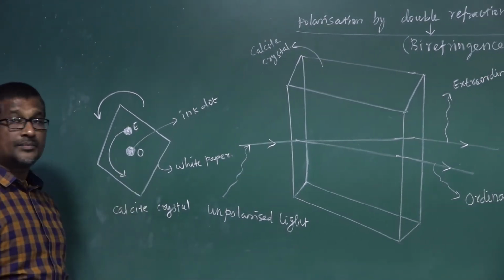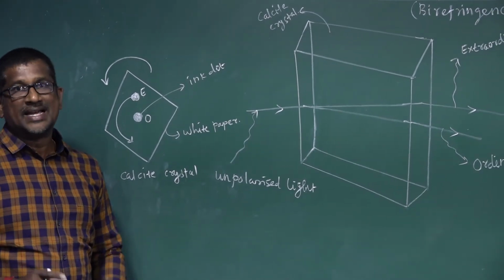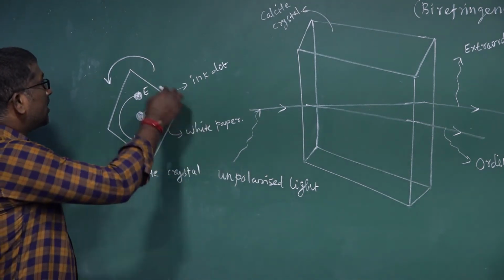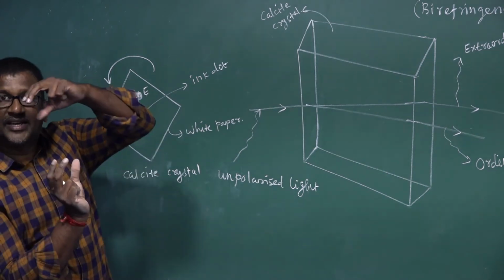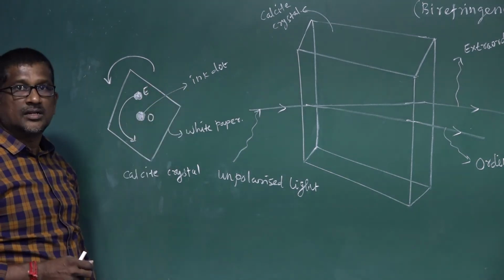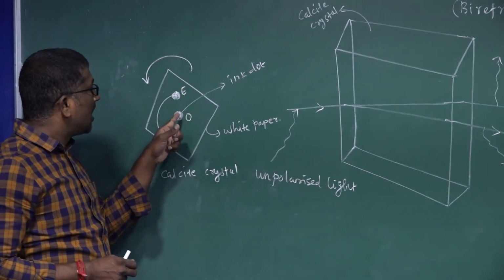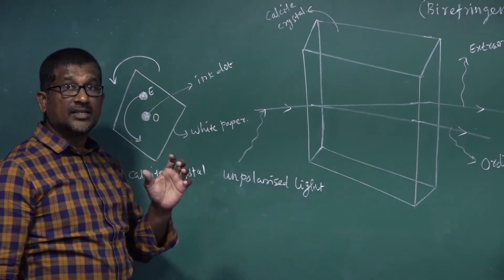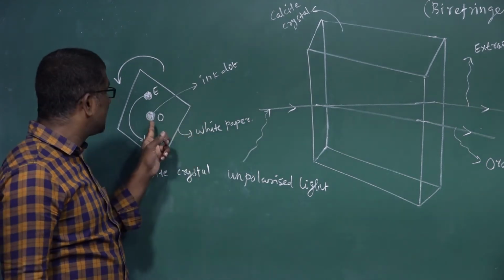We can see two stationary images of the ink dot. However, if the calcite crystal is simply rotated, we can still see two images of the ink dot, but one image of the ink dot moves and the other image is stationary. So if the calcite crystal is rotated, one of the images rotates and the other image is stationary.